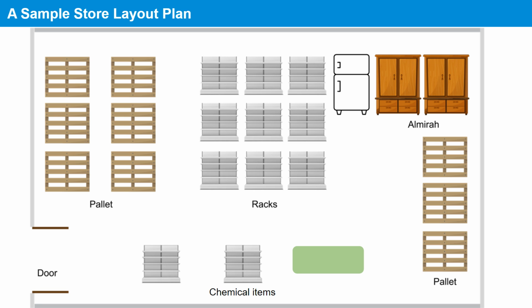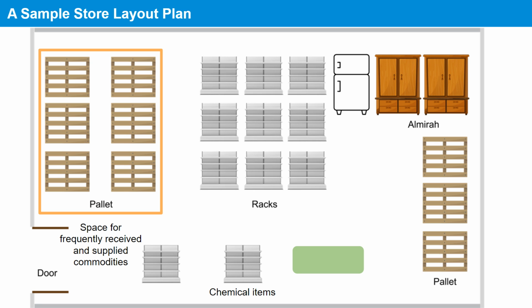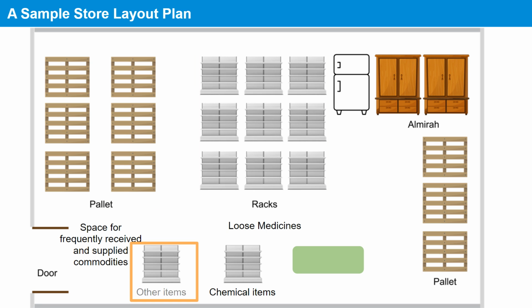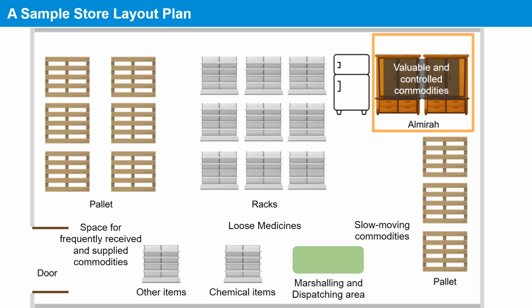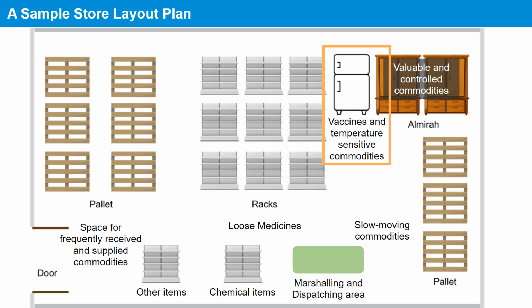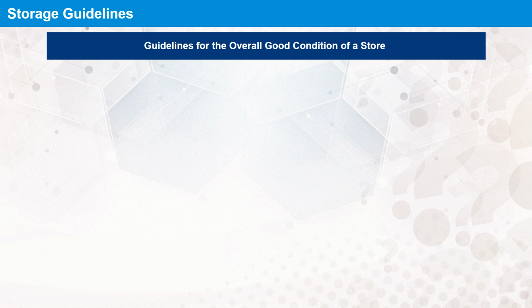For store layout design, keep a space for frequently received and supplied items, keep space for loose medicines, keep space for other items such as registers, forms, etc., keep space for marshalling and dispatching commodities in the middle of the store, keep space for slow moving commodities at the back next to unsettled commodities, place for almirah or cupboard for valuable items, keep a place for refrigerator for keeping vaccines and temperature sensitive items, space in the backside of the store to place unusable items, space for chemicals near unusable commodities, and keep enough space in the store to move around. Let's now learn about storage guidelines.